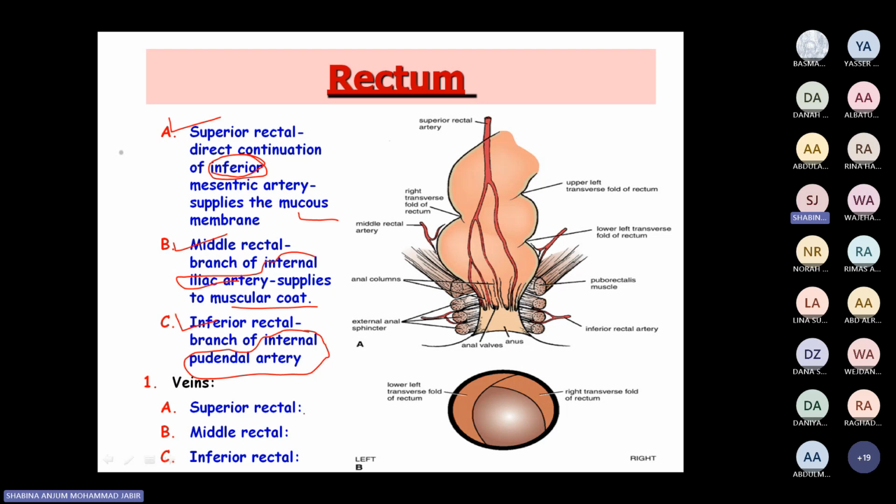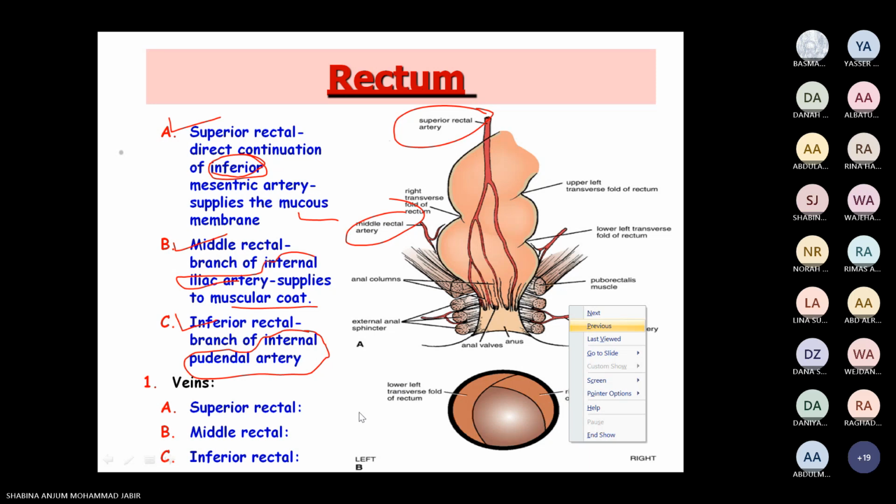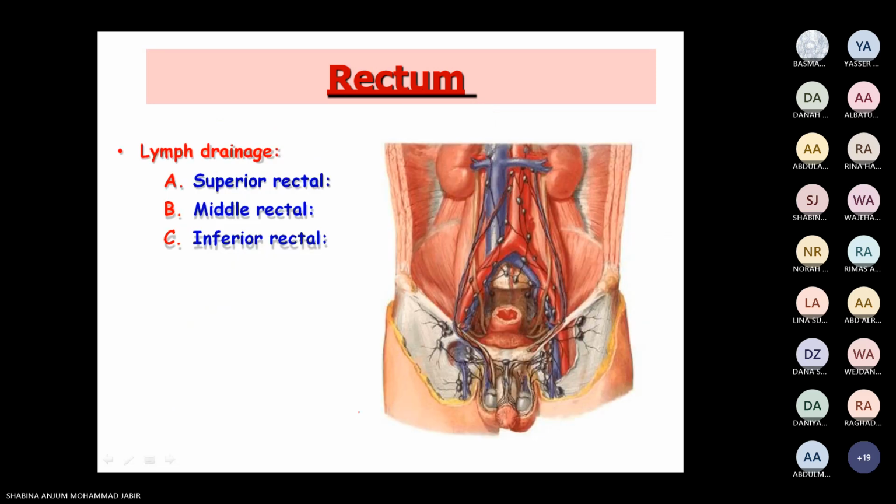What about the veins? The veins will be along with the arteries: superior rectal, middle rectal, and inferior rectal veins. Then the lymph drainage will be to the superior rectal lymph nodes, middle rectal, and inferior rectal lymph nodes.